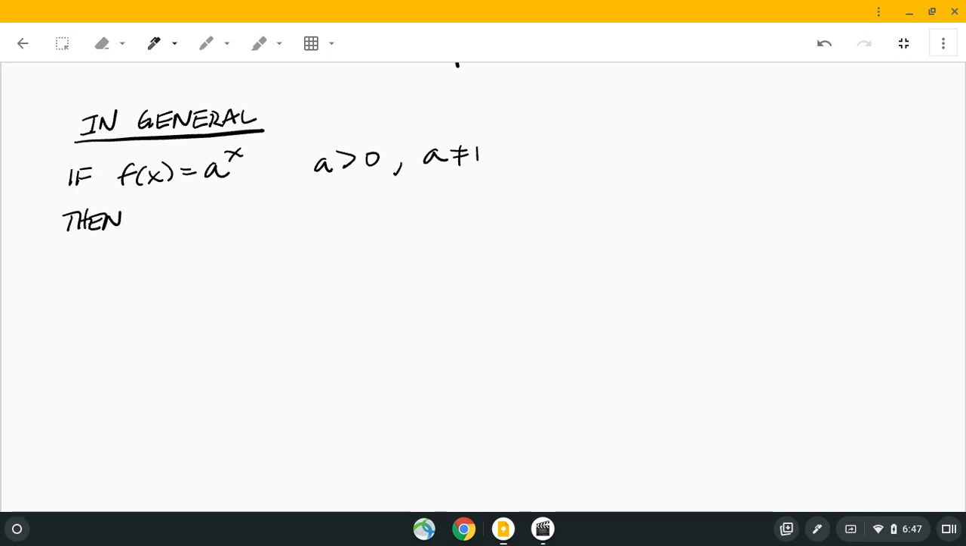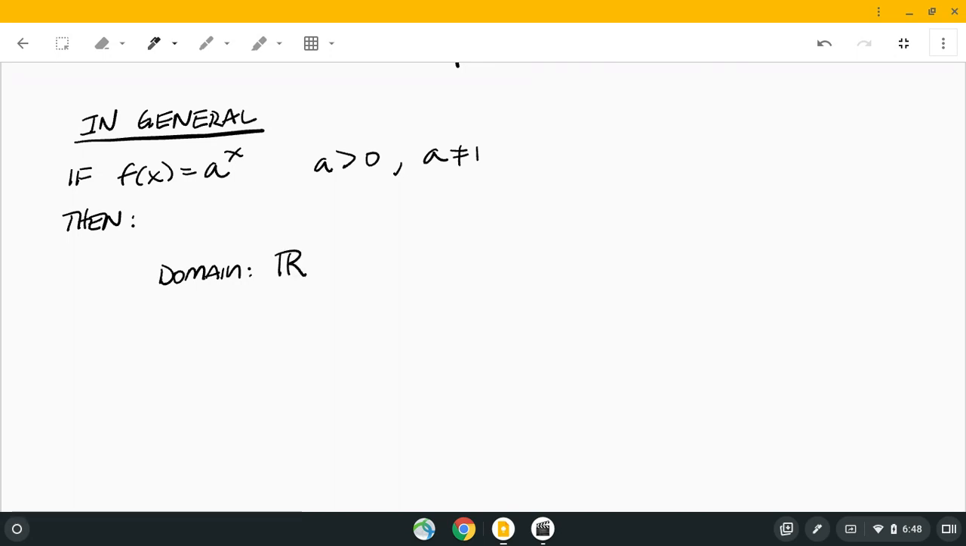So in general, if f of x equals a to the x, and a is greater than 0, and a is not equal to 1, then the domain will be all real numbers.